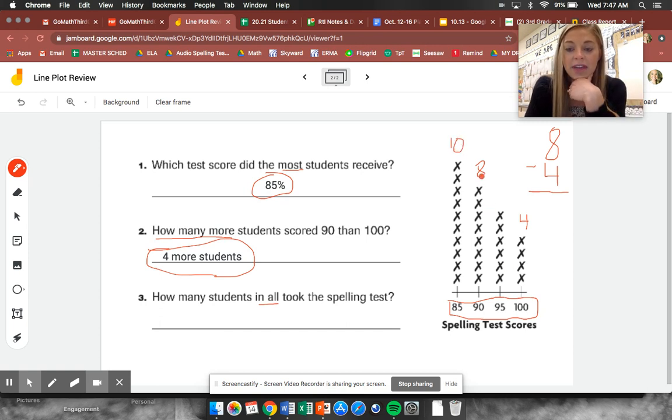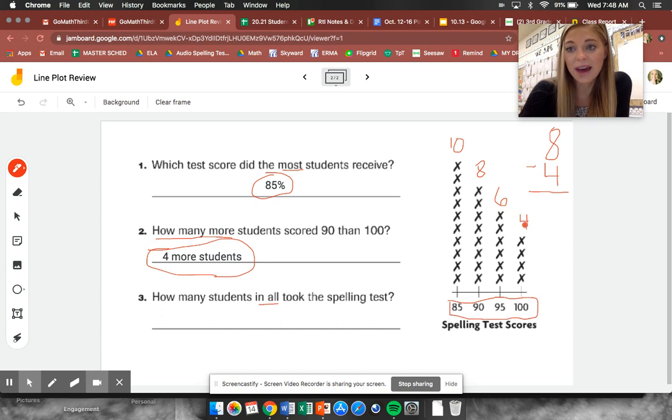I already put down that 8 students scored 90%. How many students scored 95%? 1, 2, 3, 4, 5, 6 students scored 95%. And then I already wrote down that 4 students have 100%. So I have to add together all of these numbers. 10 plus 8 plus 6 plus 4.